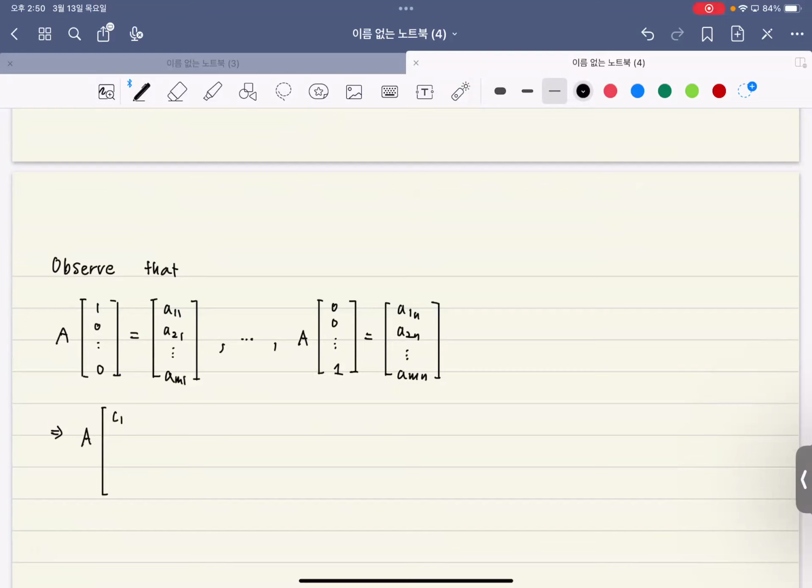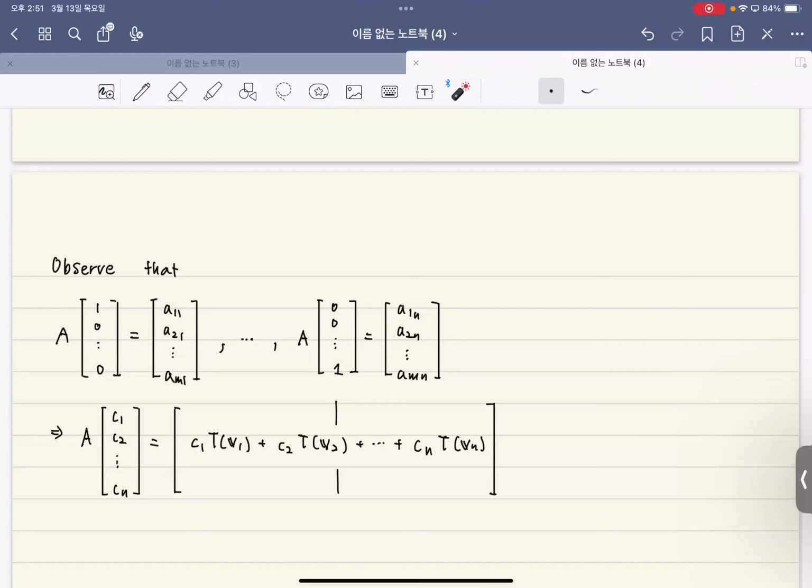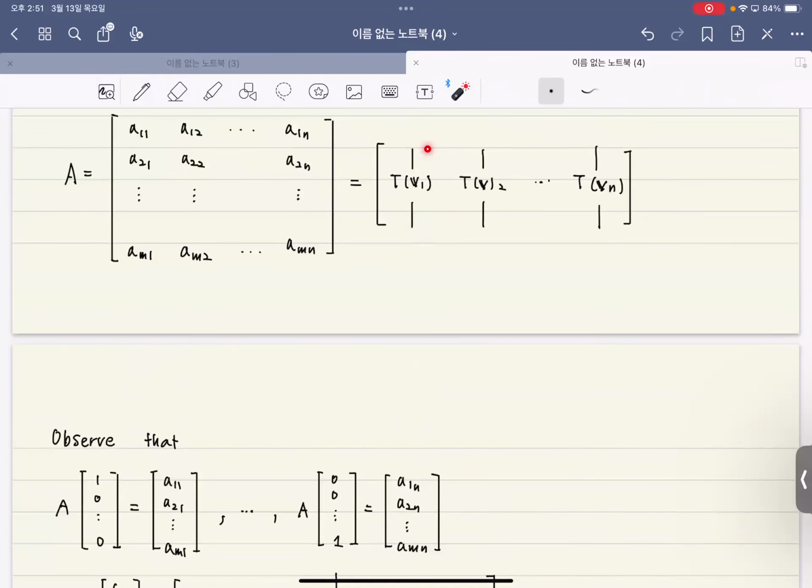I can say if you multiply any random column vector, so any column vector from C1 to Cn, then this is going to be C1 T(V1) and so on. Precisely speaking, this is an array of coefficients written in terms of basis vectors W1 to Wn, right?